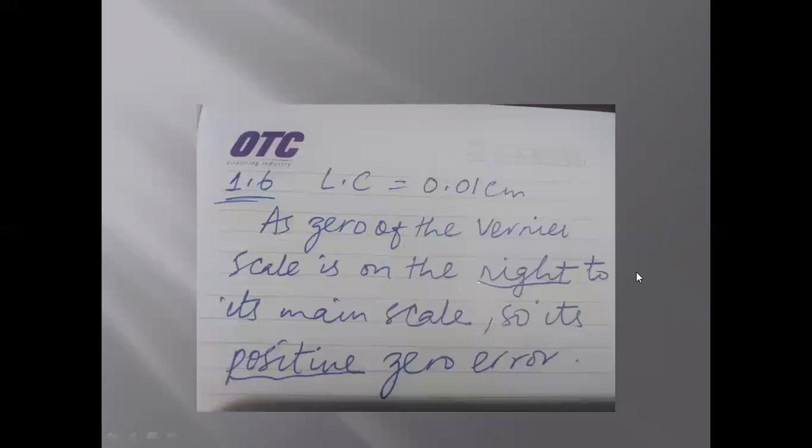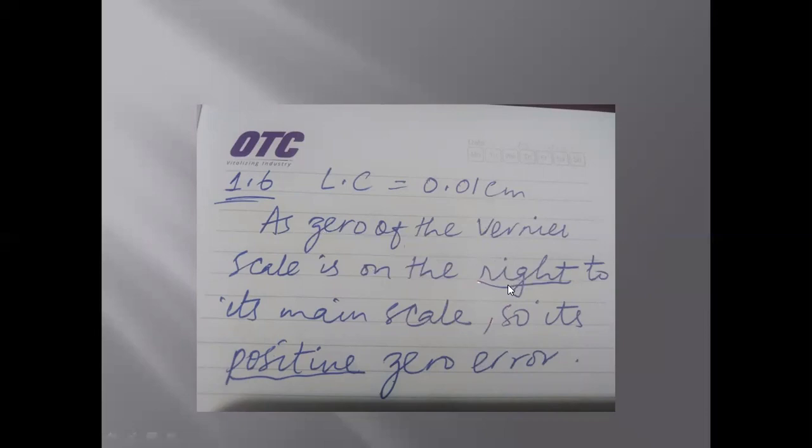Then is question number 1.6. You can see on your book that when you close the jaws of a vernier calipers, the zero of the vernier scale is on the right of the main scale. As I have written here, first the least count that we know as 0.01 centimeters. And then I wrote here, which was given in the question, that zero of the vernier scale is on the right of the zero of the main scale.